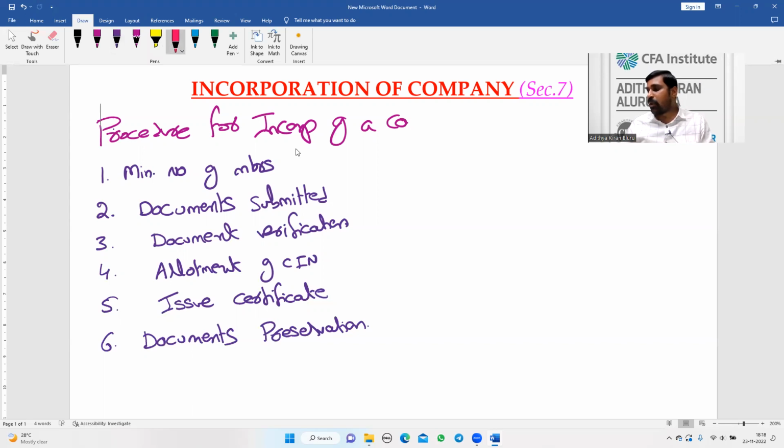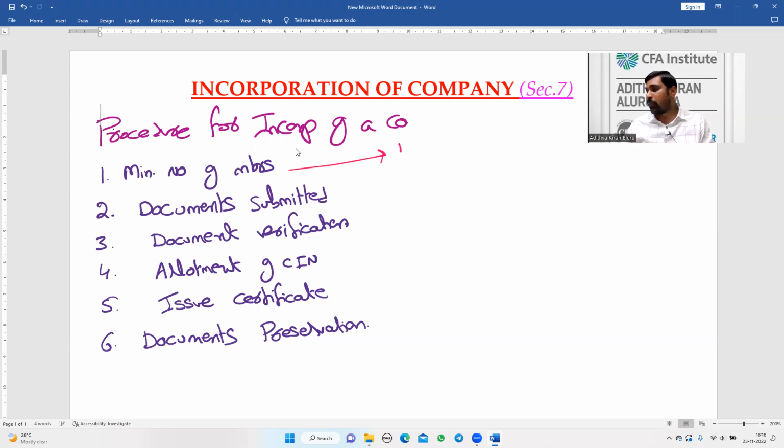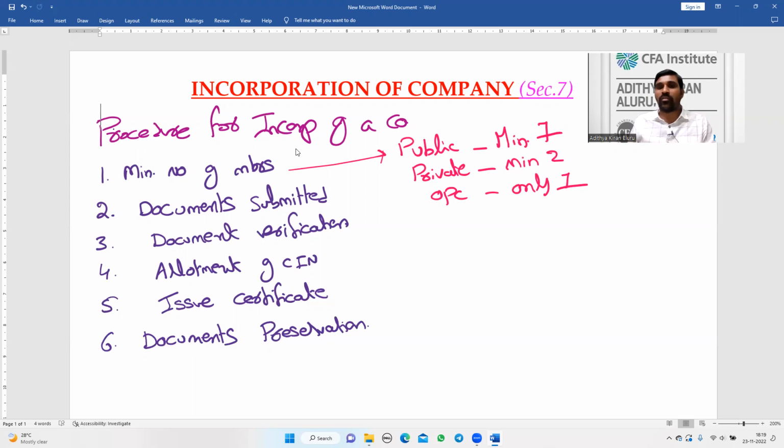What is the minimum number of members required to form a company? A public company requires a minimum of 7 members. A private company requires a minimum of 2 members. An OPC, one person company, requires only one. We should not say it as a minimum. A one person company requires only 1 member. That is the number of members required.